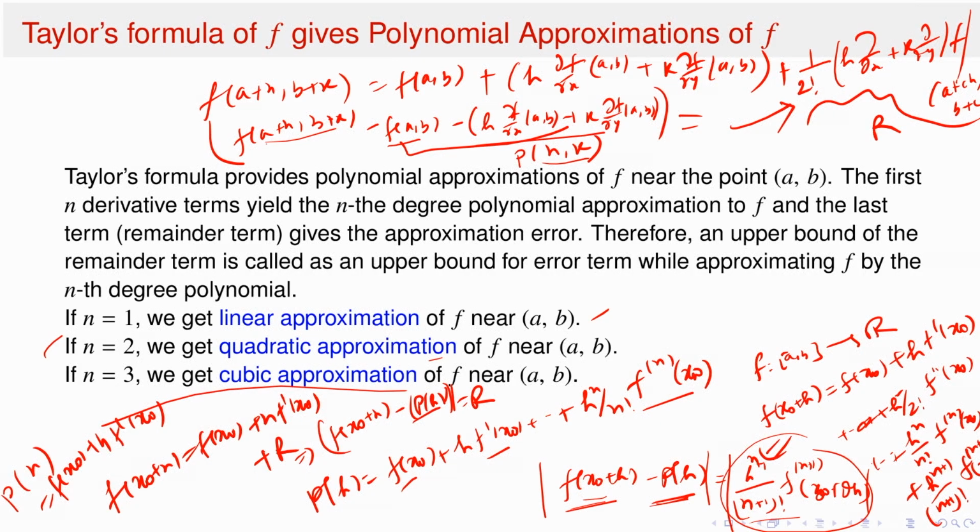For n is equal to 3, what will happen? I am talking about the cubic approximation. That means, the polynomial you will get will have a constant term, terms of h and k, terms of h squared, k squared, and then terms containing h cubed and k cubed. So, therefore, as n increases, the corresponding degree of the polynomial increases, and I am approximating my function with respect to that polynomial of degree n. So, that is exactly what is going on.